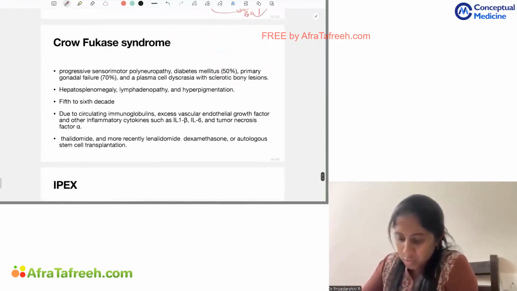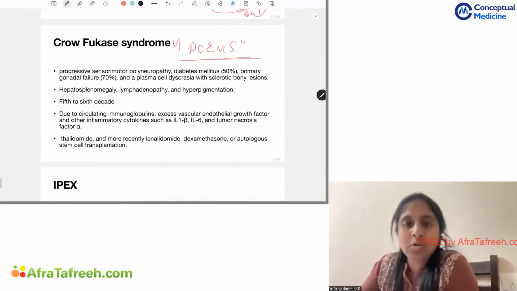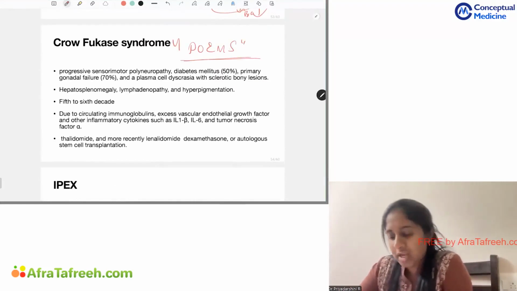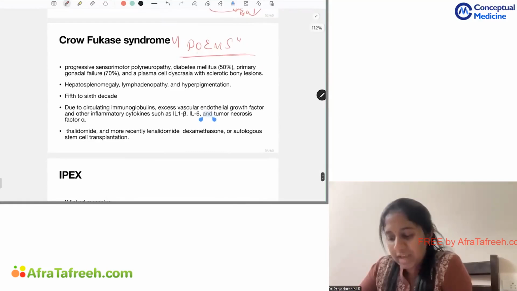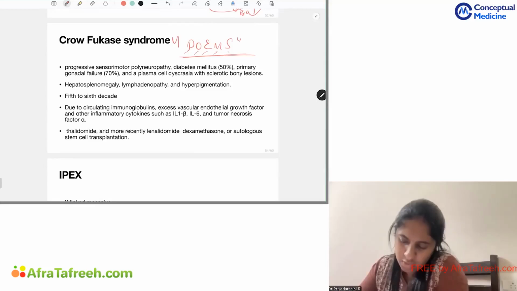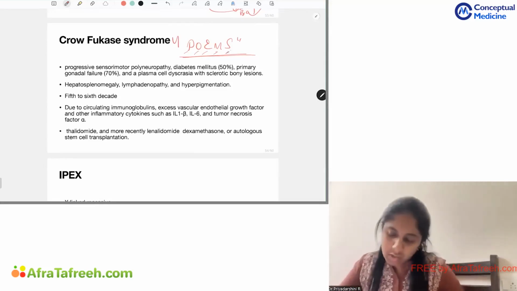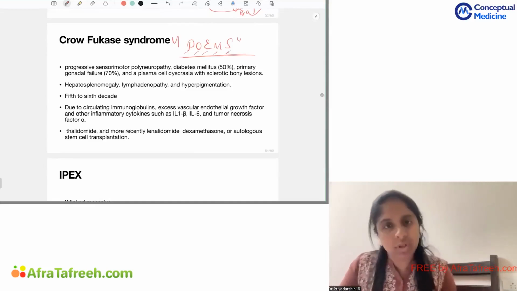The next thing is Crow-Fukase syndrome. It's also called POEMS syndrome: polyneuropathy, organomegaly, endocrinopathy, myeloma or monoclonal protein, and skin changes, with sclerotic bony lesions. So you will have all these things put together in the same patient.